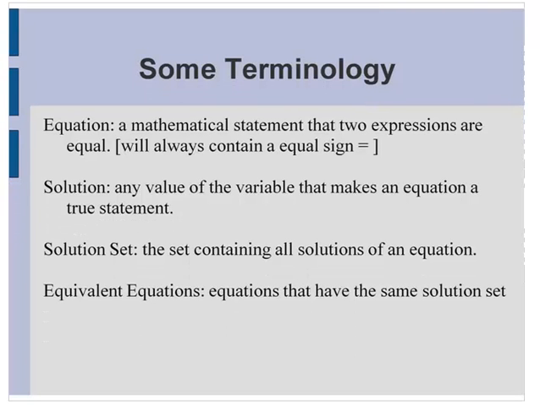First, some terminology. An equation is a mathematical statement that two expressions are equal. It will always contain an equal sign. A solution is any value of the variable that makes an equation a true statement. A solution set is the set containing all solutions of an equation, and equivalent equations are equations that have the same solution set.